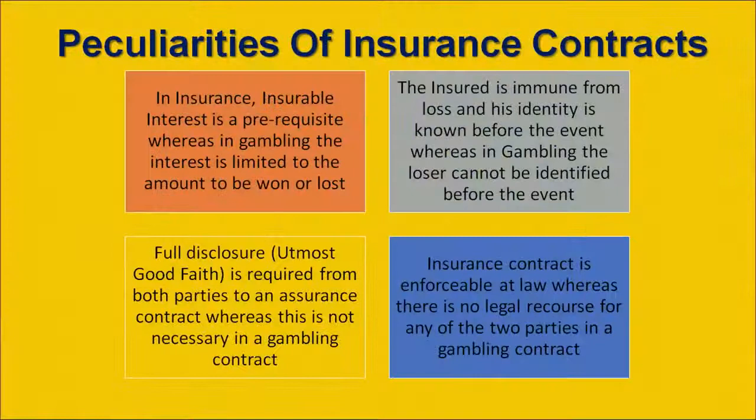Let us now understand the peculiarities of insurance contract. Now, insurable interest is a prerequisite, whereas in gambling the interest is limited to the amount to be won or lost. So as I said, there are a couple of differences which exist between gambling and insurance. There is an insurable interest involved in insurance, because you tend to suffer a loss because of the non-existence of the property or a gain because of the existence of the property. The insured is immune from the loss and his identity is known before the event, whereas in gambling, the loser cannot be identified before the event.